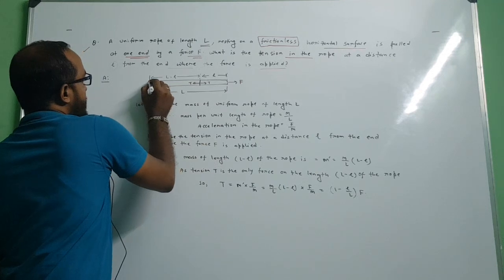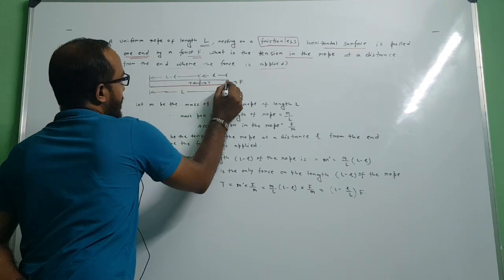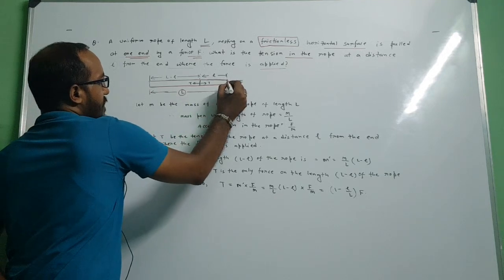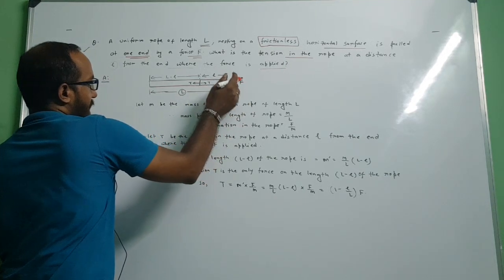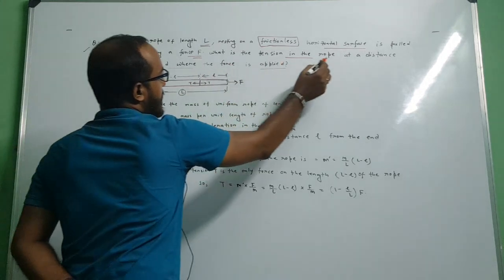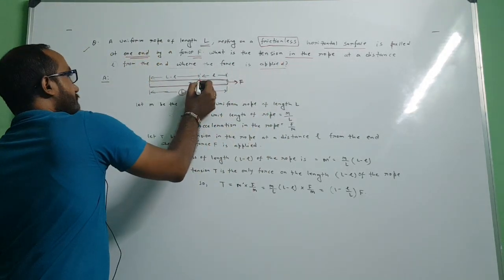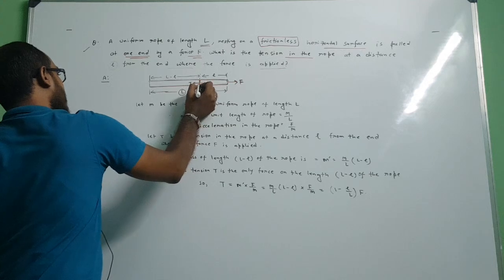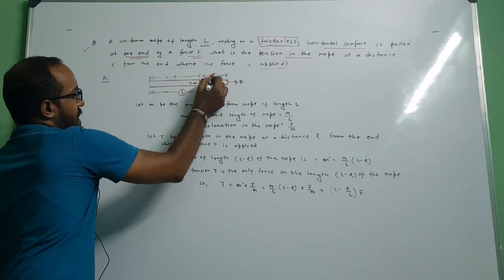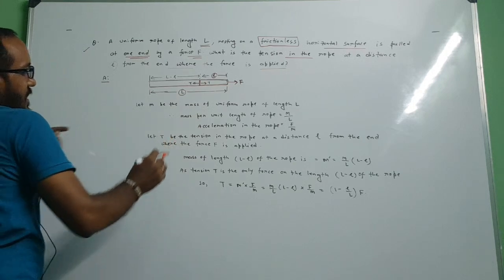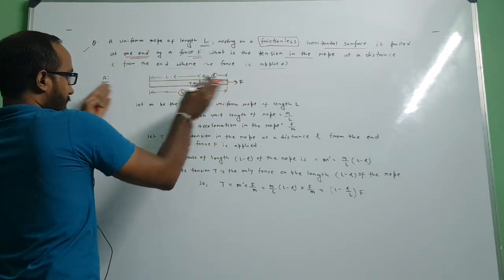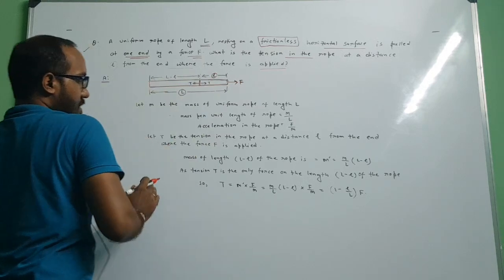See, this is the scenario. Let us say this is a rope and the length of the rope is capital L, and you have applied a force capital F at one end. And we want to find the tension in the rope at a distance small l. See, if you have applied F here, then in the rope there should be a force.